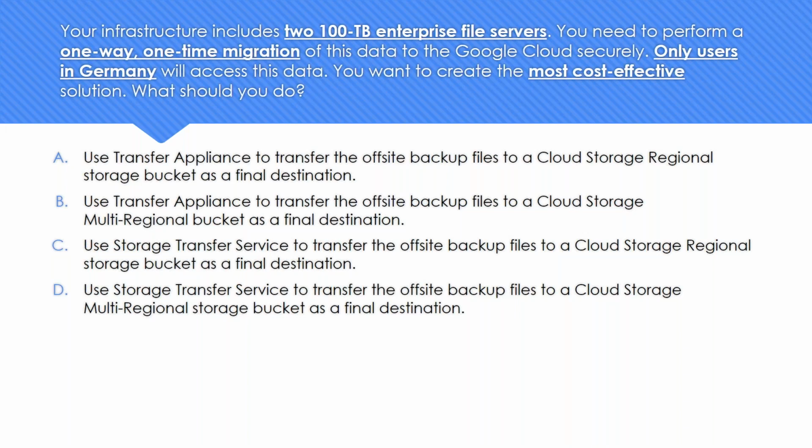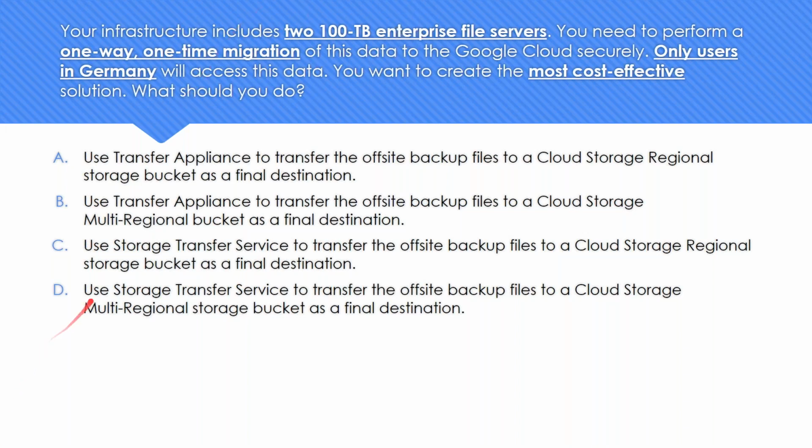So Germany, if you see, Frankfurt is a region in GCP, so you can have a regional bucket for that. If I use this way, it's definitely going to be cost effective, because only certain people, only in that region, are going to use it. Regional storage class is going to be cost effective compared to multi-regional. And it's a transfer appliance requirement. So if I know all these things, I don't need to look into any other option.